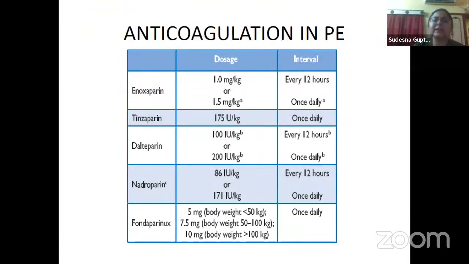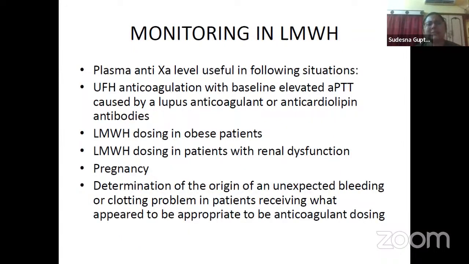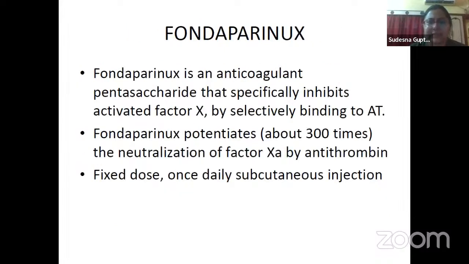The different LMWHs have been stated here, like enoxaparin and dalteparin, and their doses at an interval. As we can see, the doses are mostly once daily to twice daily, which is very convenient. Monitoring of plasma levels is, in most cases, not needed. Only in certain conditions is it needed: LMWH dosing in obese patients or those with renal dysfunction, and determining the origin of unexpected bleeding or clotting problems in patients receiving what appears to be an appropriate anticoagulant dose, only in few cases as well.